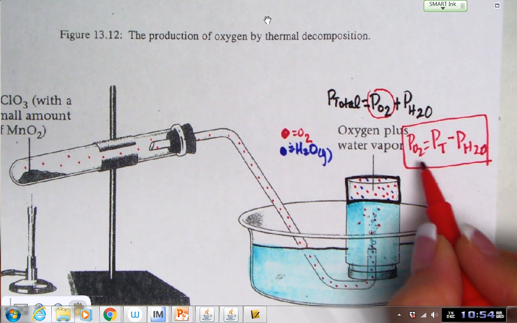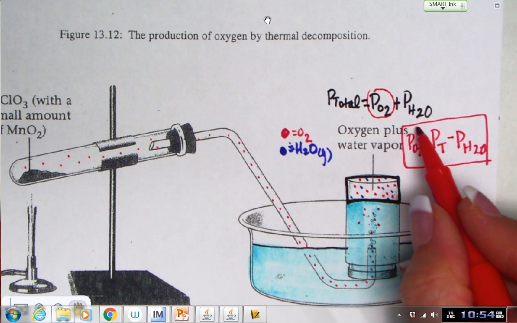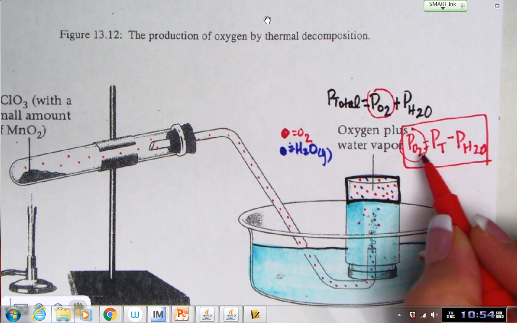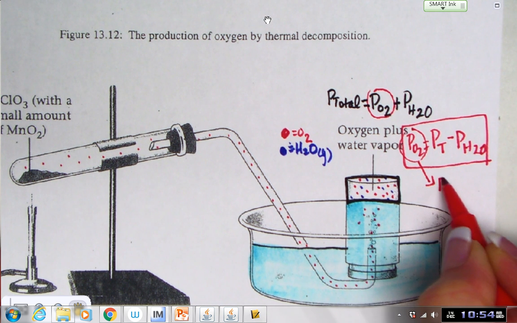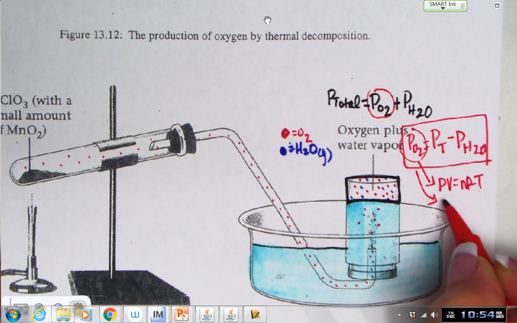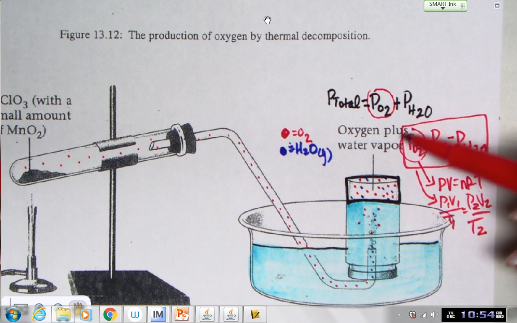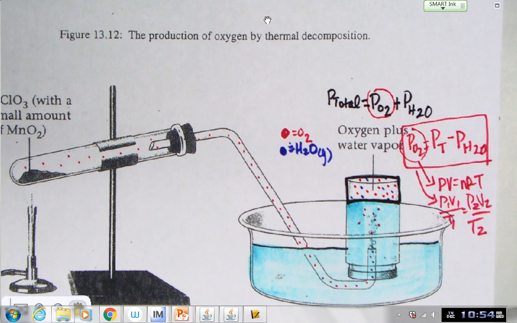Now, normally, once you get the partial pressure of the individual gas, you would plug that pressure into a gas law. You could plug it into the ideal gas law, or you could plug it into the combined gas law. You typically will find the pressure of the individual gas using Dalton's law. Once you isolate the pressure of the gas, you will then plug it into another gas law.